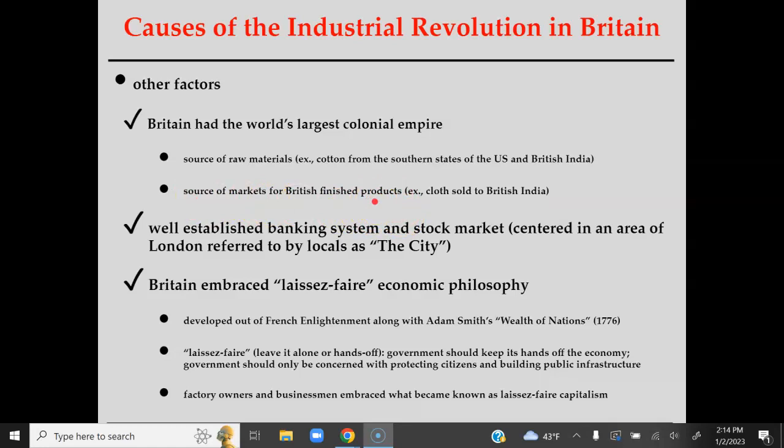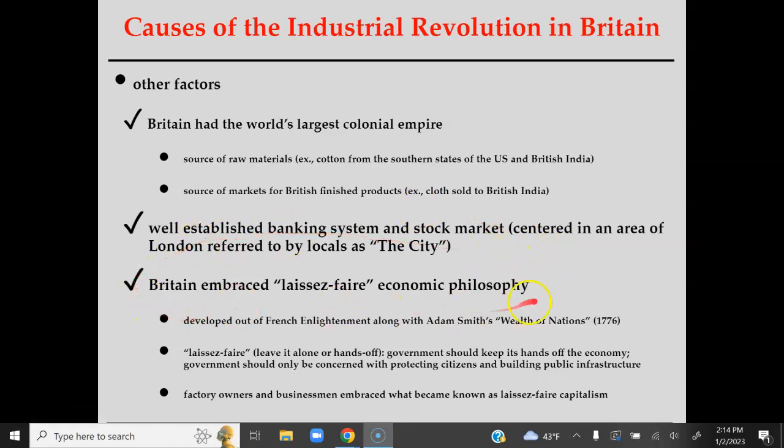So actually, the British Empire will pass a law in British India that makes it illegal for an Indian to purchase cotton cloth from Indian merchants. They had to purchase it from British merchants. So they're basically making their money twice over. So you can't talk about industrialization without colonialism.